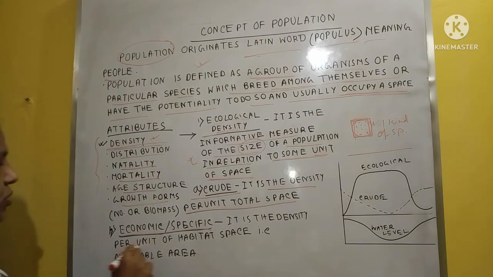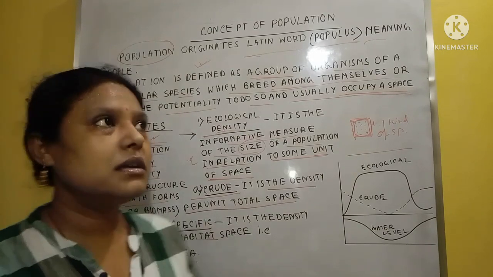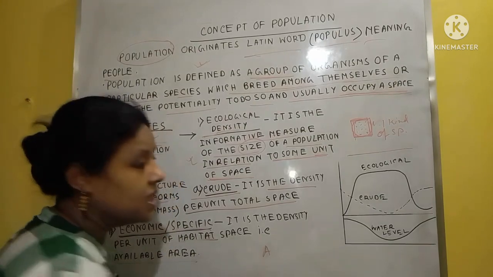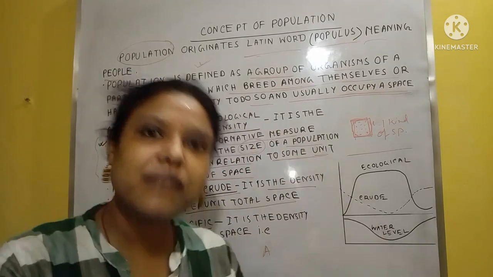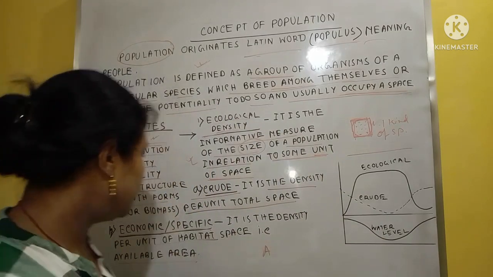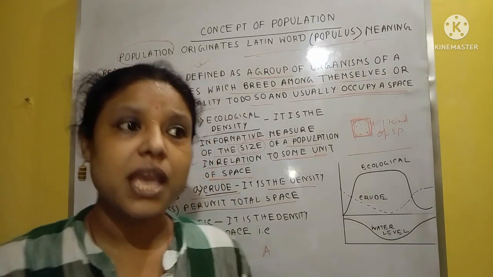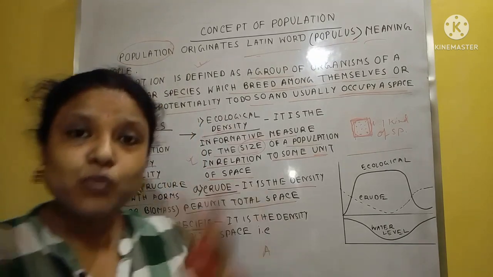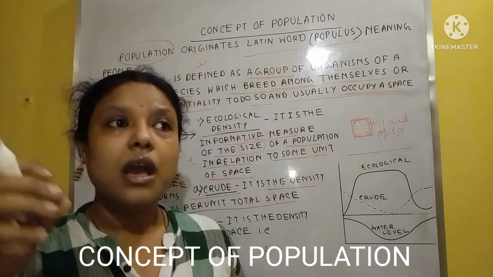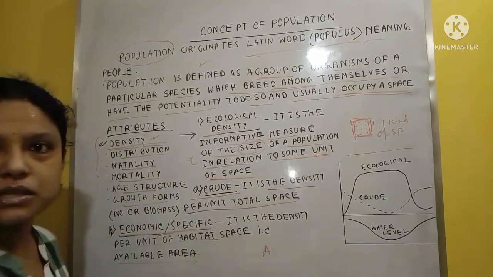This is per unit of habitat. Habitat space or the available area means the area that is suitable or favorable for the particular species. This is called the economic density. That means the species remain in an area that is very favorable to them, and how many individuals of a species remain in that area is called the economic or the specific density. Clear?